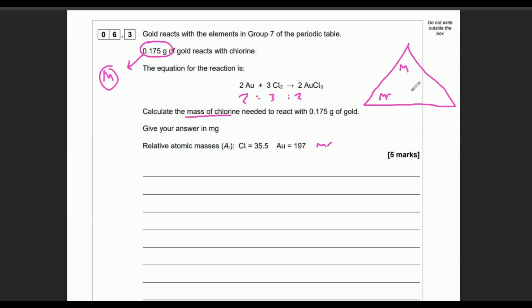Moles, or whatever: mass equals Mr times moles. Just mass over Mr times moles. I always write n for moles, by the way, the number of moles. Okay, so now we know what equation we're using.